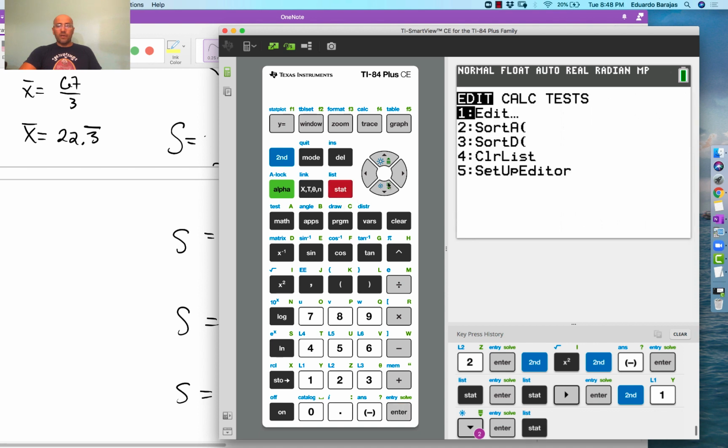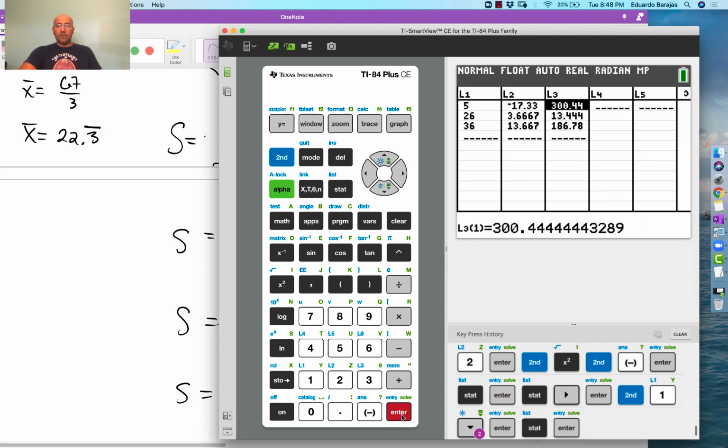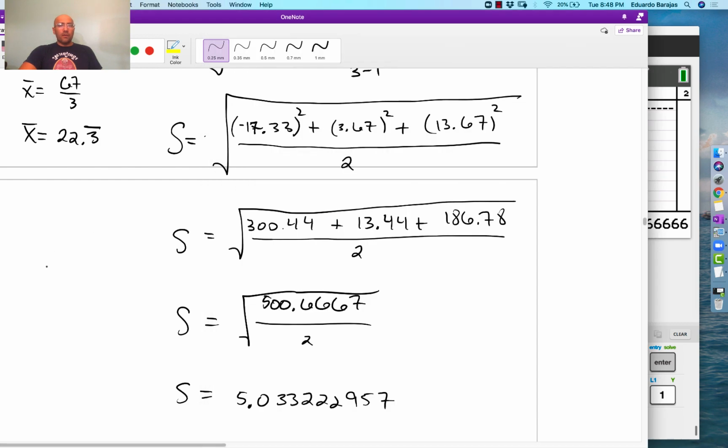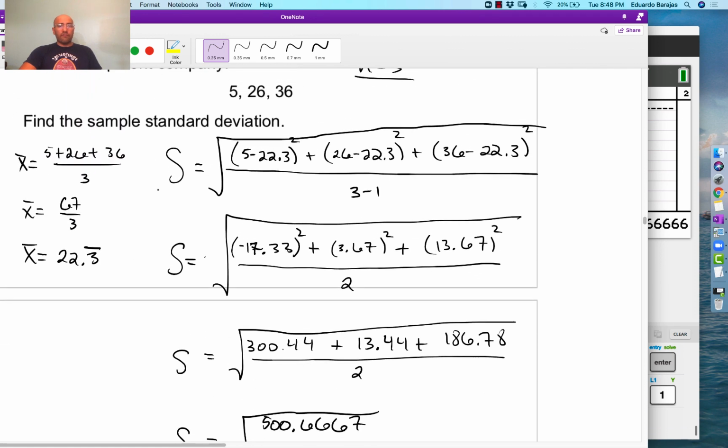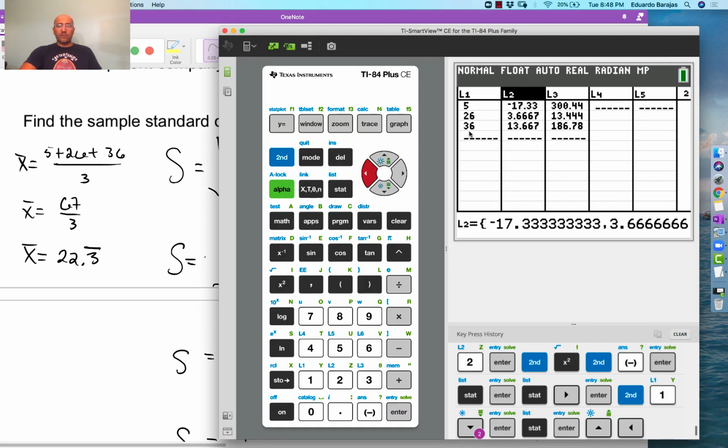22.3 bar, stat, edit. What did I do wrong? Something's wrong. Okay, 526.36. 526.36. We're going to subtract each one from the mean. The mean is 22 bar.